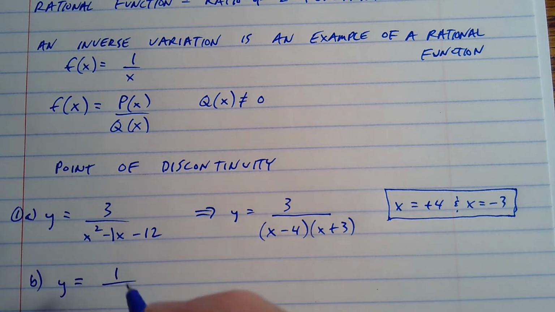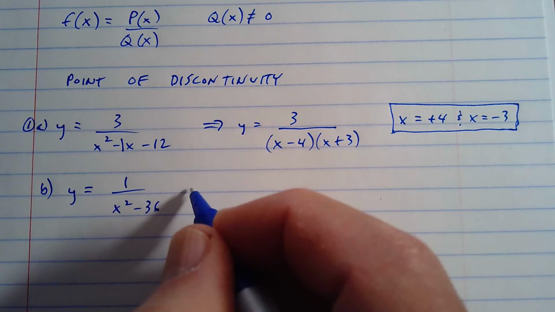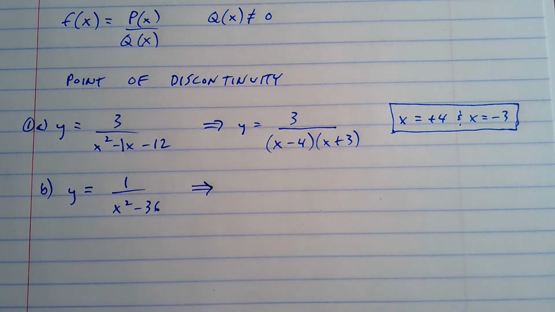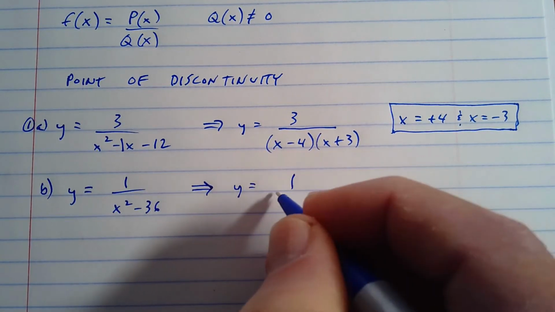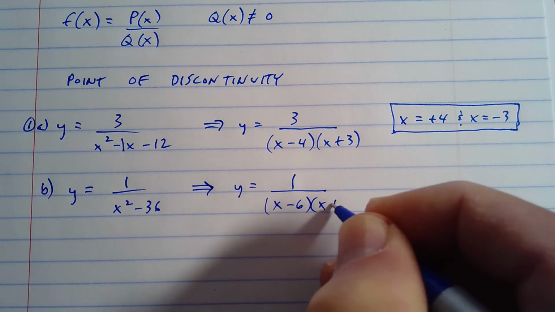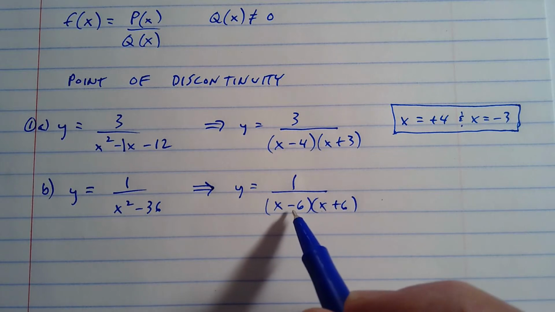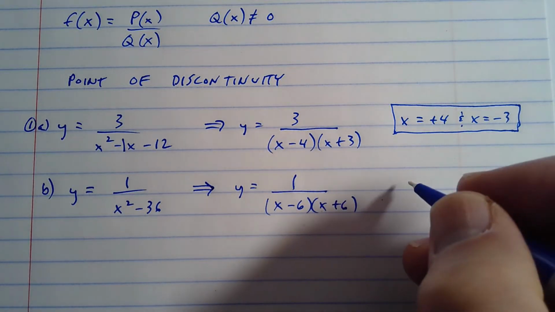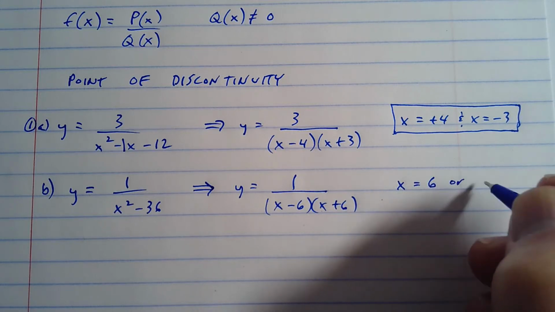y equals 1 over x squared minus 36. So now I've got a binomial down there. I'll give you just a second, see if you can remember how to factor the difference of two squares. Hopefully you came up with still the 1 on top, but now an x minus 6 and an x plus 6 in whichever order. So those are the two values, 6 and negative 6, that are points of discontinuity.